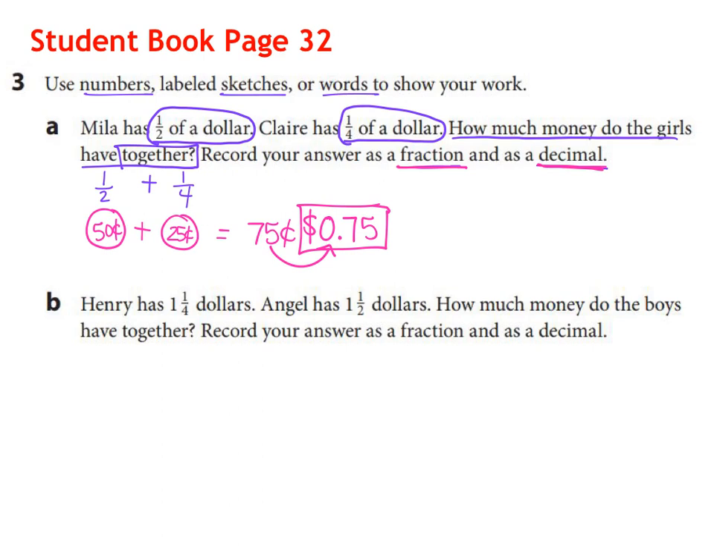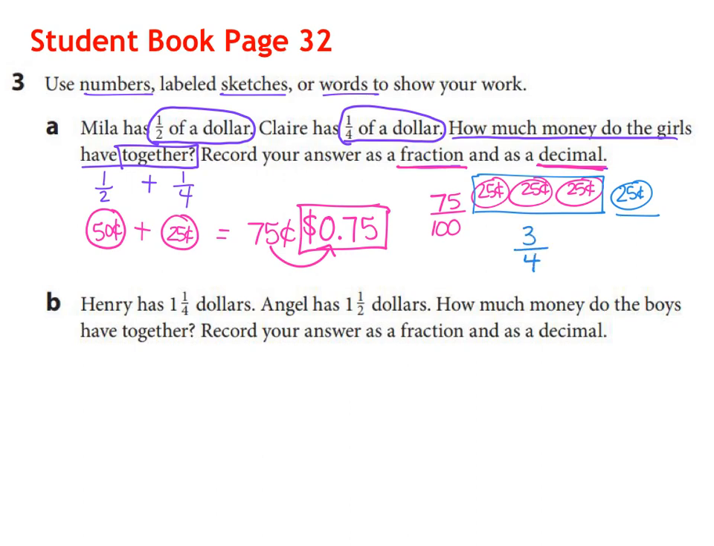Now I need to write it as a fraction. So I know that it's 75 hundredths. 75 hundredths. But that's not reduced. How do I reduce it? Let's see. I know this is 3/4. And there's possible 4/4 in a dollar. So 25 more cents would make a dollar. So I can see that I have 3 out of 4 quarters. So I have 3/4.